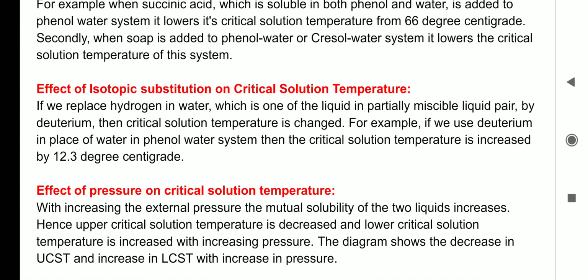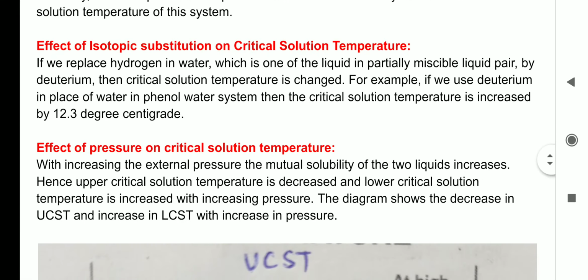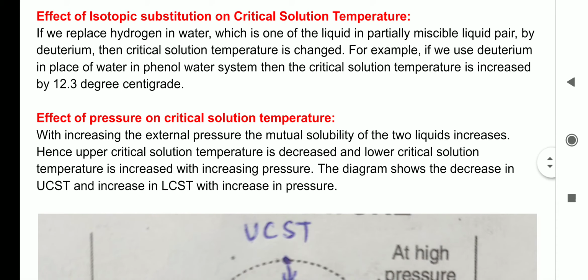Is it clear? So, we can say if we replace isotope of an element in one of the liquids of a liquid pair, then there is change in critical solution temperature. And in case of phenol water system, the critical solution temperature increases by 12.3 degree Celsius upon replacement of water by D2O. This is the effect of isotopic substitution on critical solution temperature.